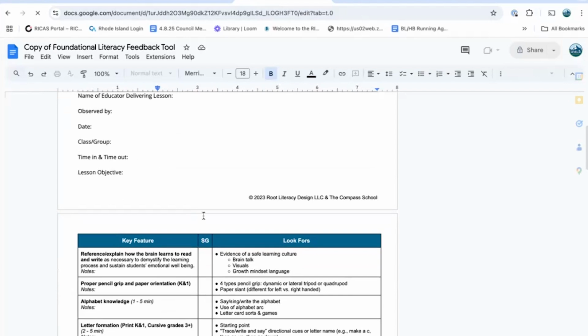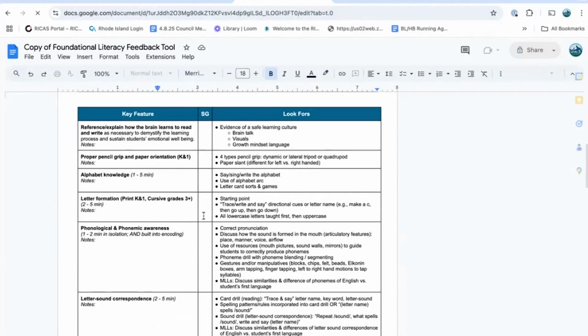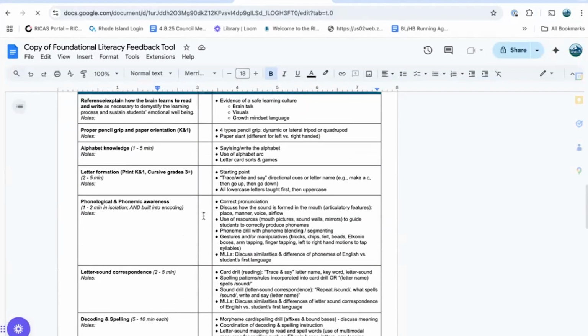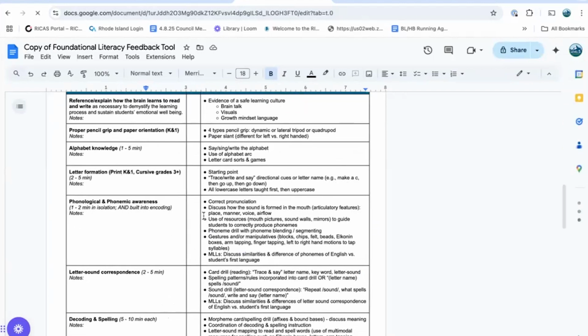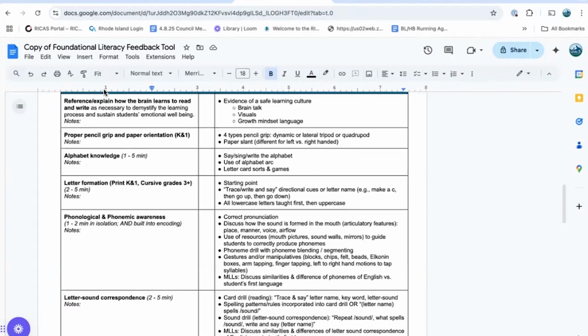The only question I get from folks is, is this curriculum specific? And the answer is no. The brain learns to read how it learns to read. The materials that you use for that differ. Different companies produce those materials, but this is the science of what we know has to happen in lessons, regardless of what company's tools you're using.